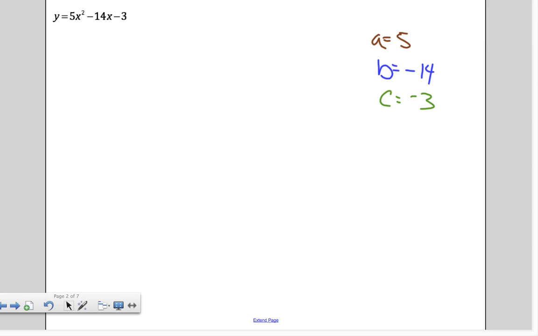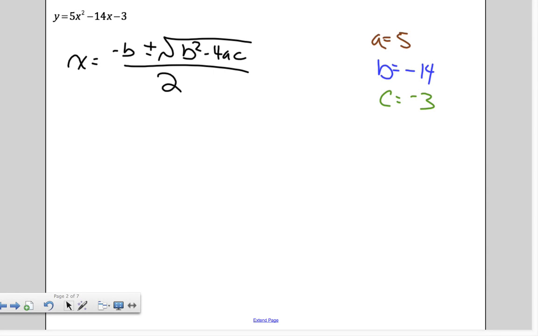So the quadratic formula again is x is equal to minus b plus or minus the square root of b squared minus 4ac, all over 2a. Okay? Memorize this formula because it will be your best friend. Minus 4ac. I wrote minus.